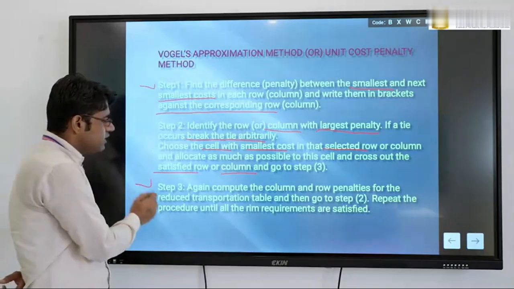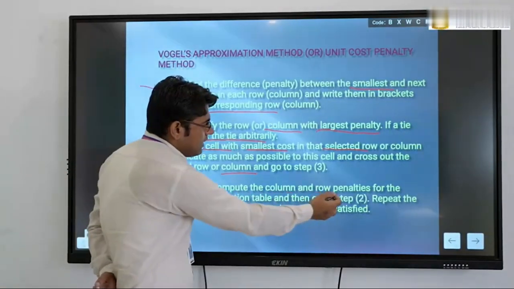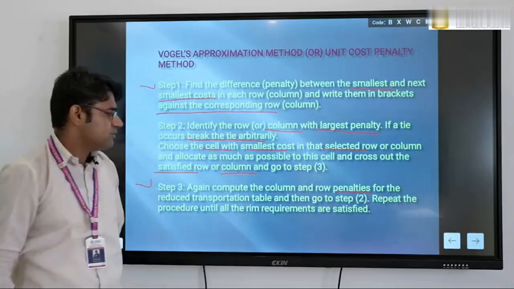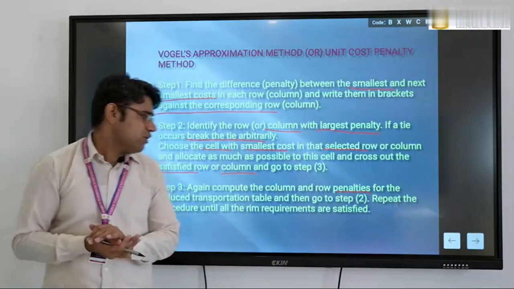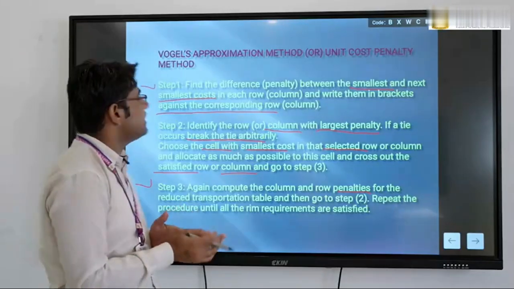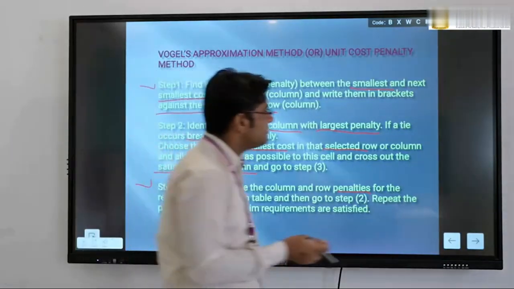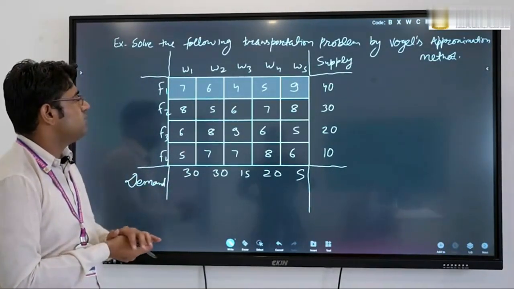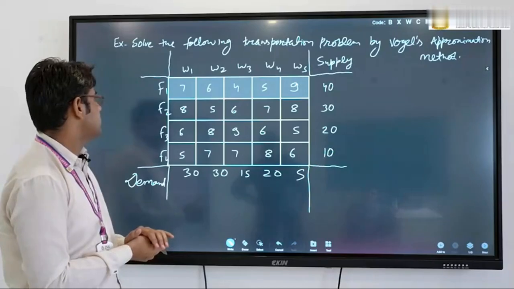In step third, again compute the column and row penalties for the reduced transportation table and then go to step second. Repeat procedure until all the requirements are satisfied. So now we understand Vogel's approximation method by an example. So this is the example of transportation problem. Now solve this example by Vogel's approximation method.